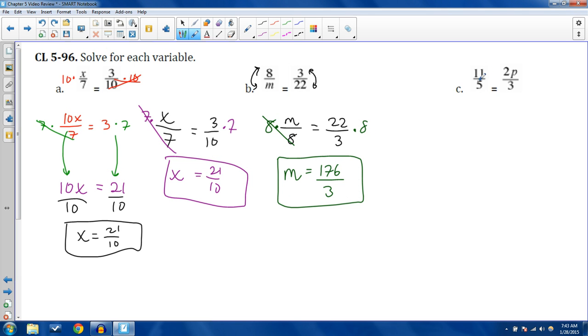Please leave it as an improper fraction. Do not round the decimal. Mixed numbers are okay, but you don't want to be wrong with that either.